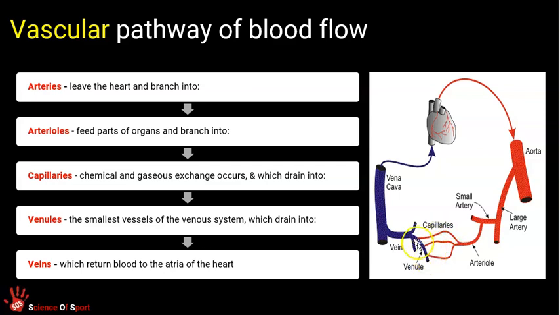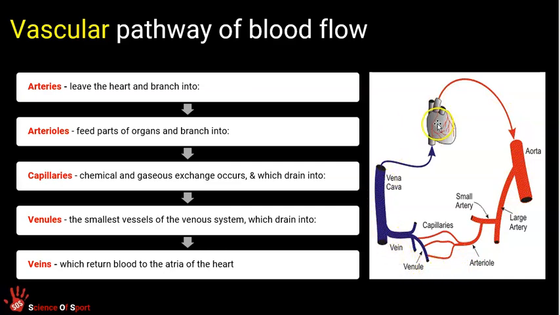It will drain from the capillary beds into venules, which ultimately drain blood back into the veins. You have smaller, bigger veins, and then you have your main vena cava, which takes blood back into the right atrium. And then from there, this is what we would call the systemic circuit, from the heart out to the systems and back to the heart.